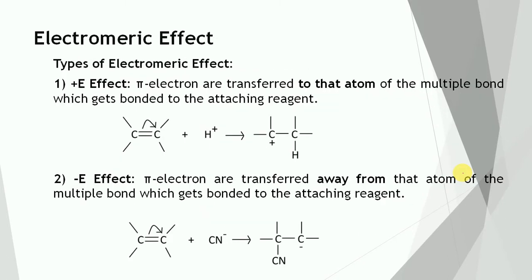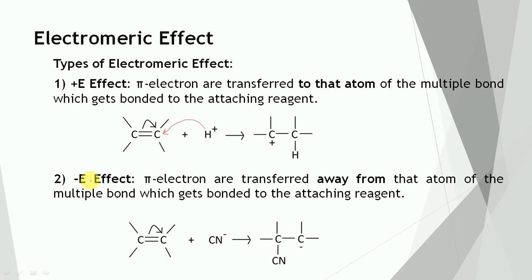The first one is the positive E effect. If pi electrons are transferred to that atom of the multiple bond which gets bonded to the attacking reagent, then that is called plus E effect. In this case, the pi electrons shift toward the atom to which the attacking reagent will get attached. It is called plus E effect.